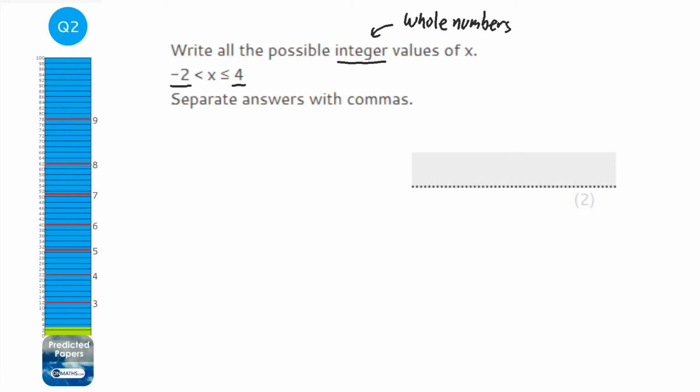and that's all this is saying, that x is anywhere between -2 and 4, but because this doesn't have a line underneath it, it does not include that number, so it doesn't include -2. This one, however, does have a line underneath it, so it does include 4. So the first one's going to be -1, 0, 1, 2, 3, and we include the 4, but we don't include the -2. So this is our answer.